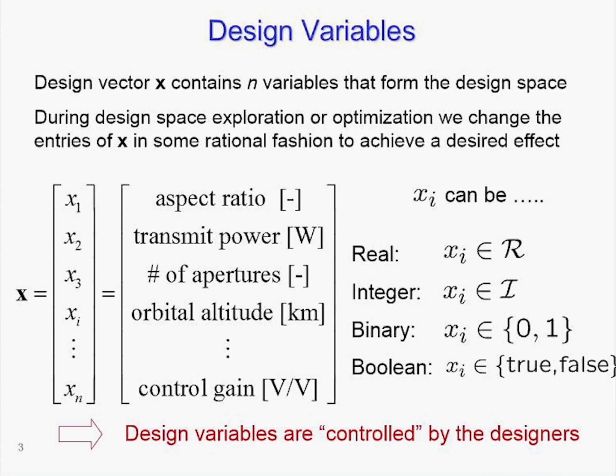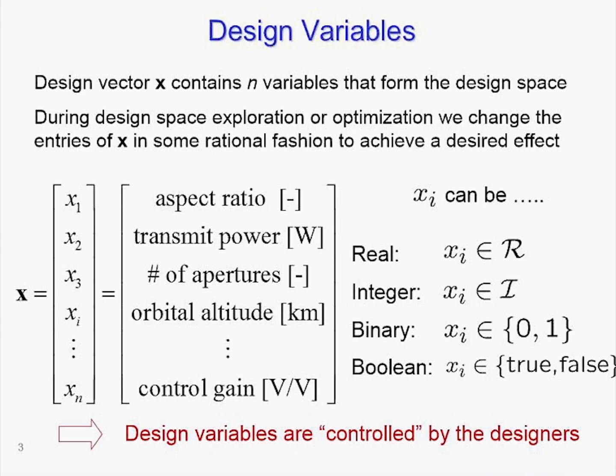What? Weight? Weight normally would not be a design variable because weight is not usually something that you can control directly, right? It's something that typically would be computed as a function of other things that would be design variables. So you're going to see weight often show up as an objective.